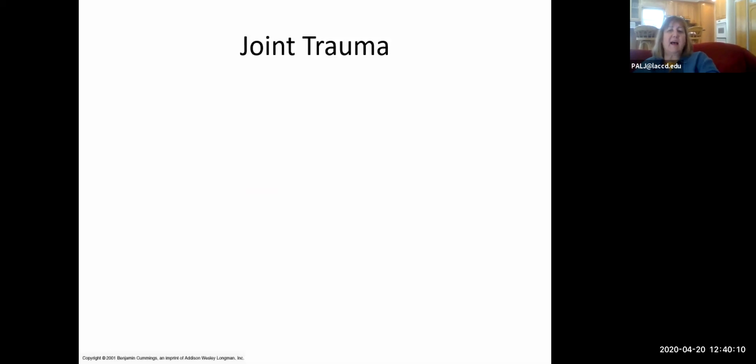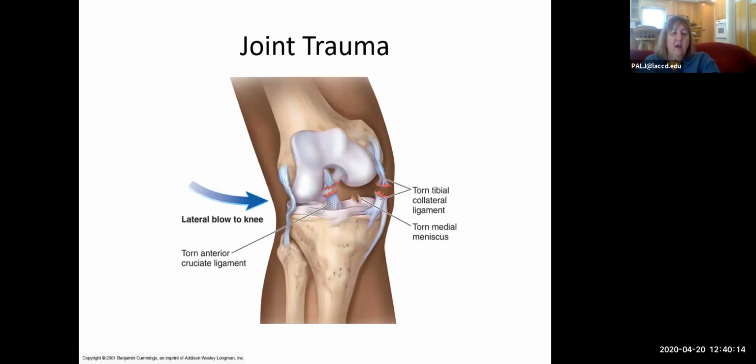So the last slide I want to talk about has to do with joint trauma, specifically the knee, where with one blow to the side of the knee, and this is a major foul in football and every sport, and the reason why you need to learn to play by the rules, because in one lateral blow to the knee, you can tear the medial collateral ligament, the medial meniscus, and the anterior cruciate ligament. And this knee will never be stable for the rest of that person's life.